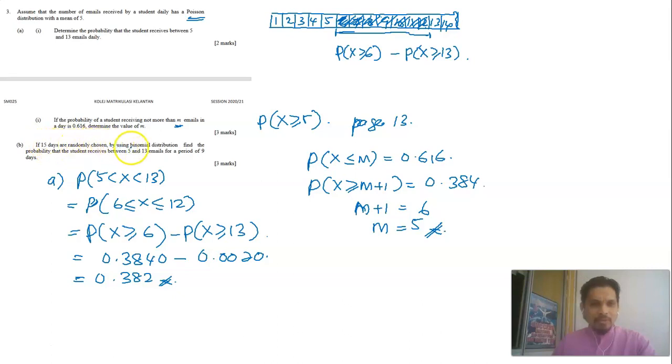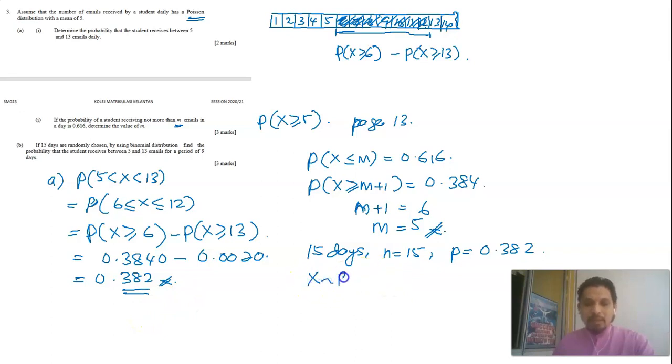Fifteen days are randomly chosen by using binomial distribution. Find the probability that the student received between 5 and 13 emails for a period of 9 days. So for 15 days, the number of trials is 15, and p equal to 0.382. So with X binomially distributed with 15 and 0.382, and the probability of X for a period of 9 days.